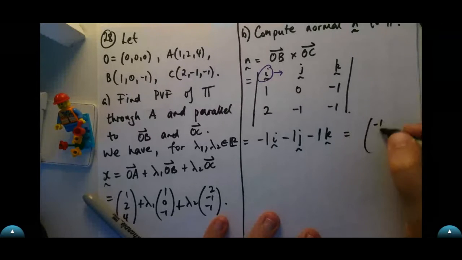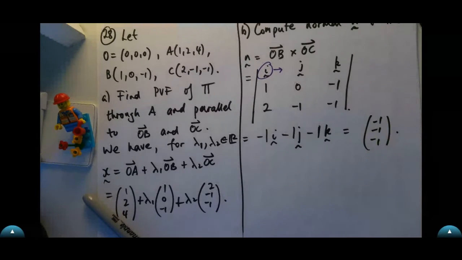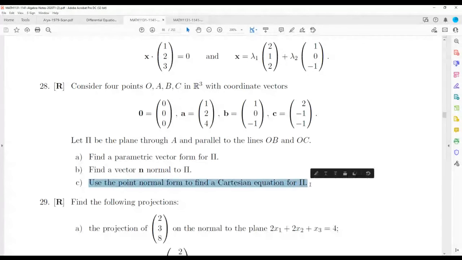So you can write it like this, of course, as a column if you want to. The last part of this question is about using the point normal form to find a Cartesian equation for the plane. Okay, so let's look at point normal form and explore that, and then we can move on to some complex numbers.